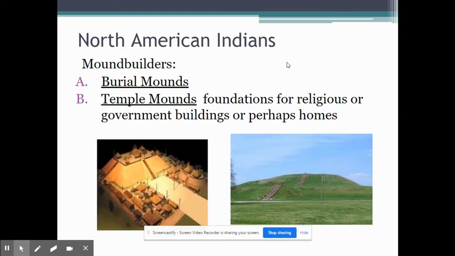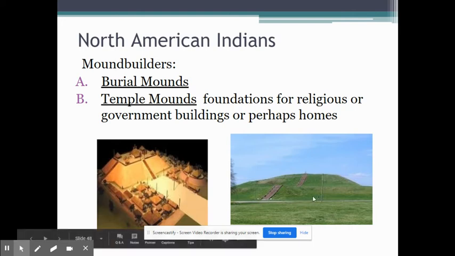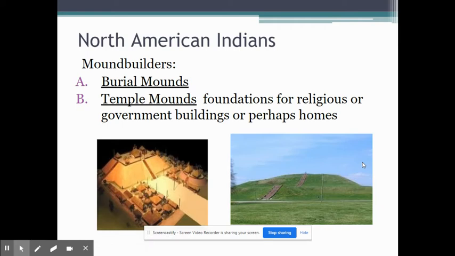What you see here on the right-hand side is actually called Monk's Mound down in the Cahokia site, and you can actually walk up to the top and see hundreds of miles in any direction on a clear day. The local high school actually uses this hill and this stairway to train their cross country kids. You'll find them running up and down that hill after school all the time.